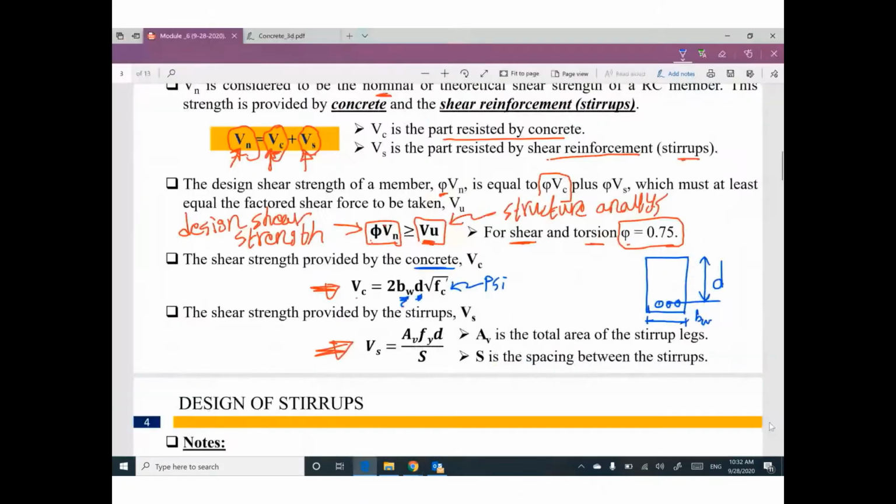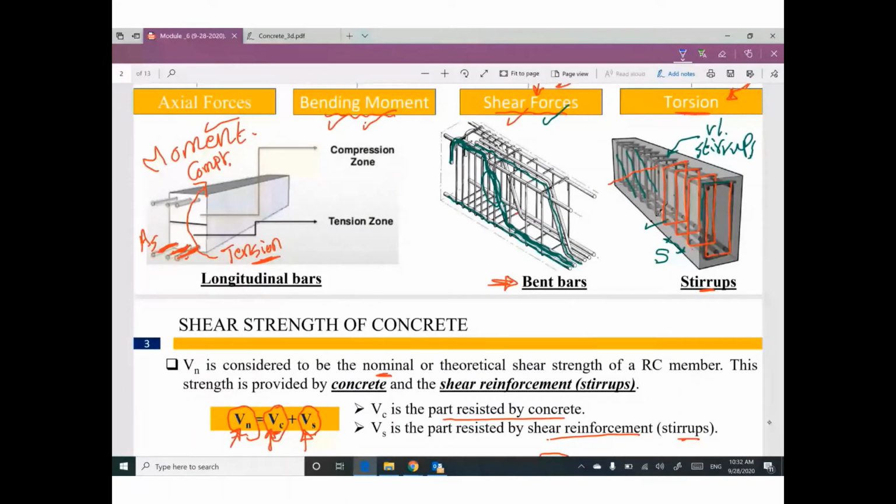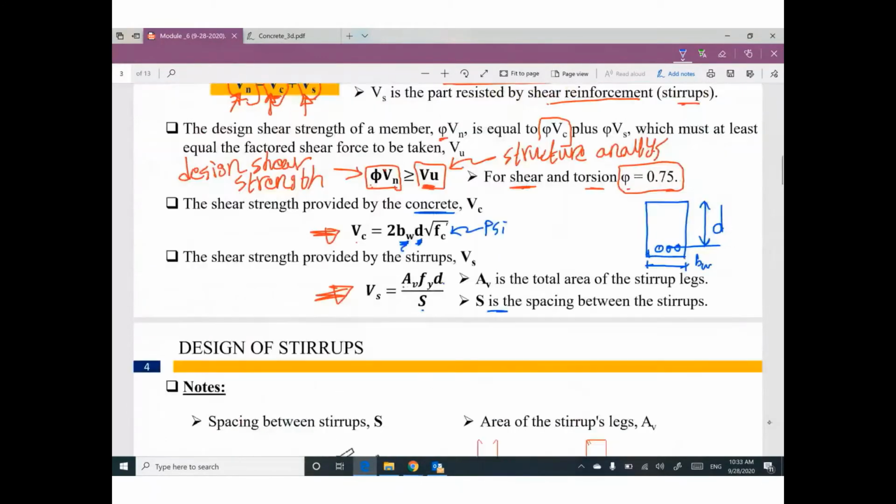Shear strength provided by stirrups equals Av f yield d divided by s. What is the meaning of s? Do you remember? Spacing. We have stirrups spaced uniformly. So the spacing between this one and this one is s. So s is the spacing. Av is the total area of the stirrup legs.